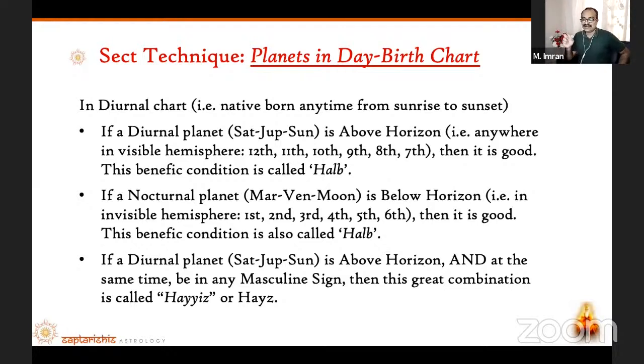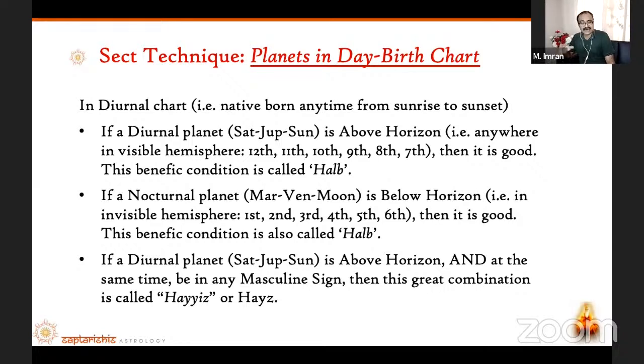If a nocturnal planet is in a daytime chart, right? Anybody born in a daytime chart, if he has Mars, Venus, or Moon below the horizon, what is below the horizon? That is the invisible half of your chart, that is part of the first house, second house, third house, fourth house, fifth house, sixth house. So if Mars is, suppose, in the third house or Venus is in the second house, this is good. This is great, right? And this benefic condition is called hayz again, right?